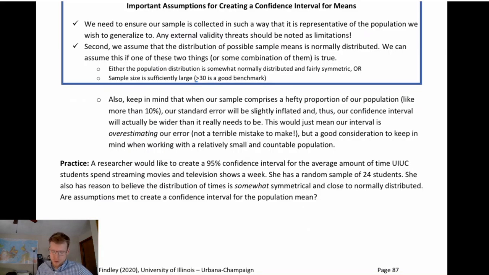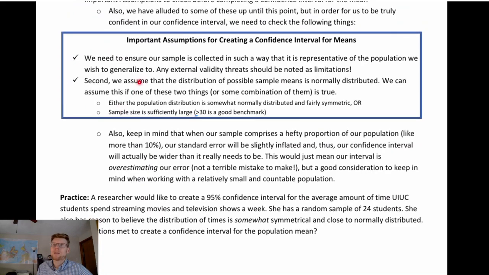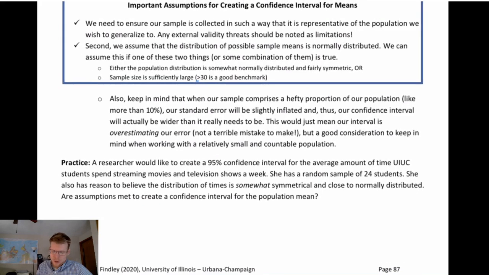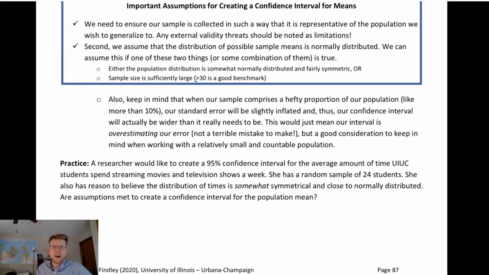So what do you think? Based on what we talked about here, are we meeting these conditions? The first condition is that our sample is representative of the population we wish to generalize to. She has a random sample of 24 students. I don't exactly know how she did that, but if this is true, then technically, number one, representative sample, check.